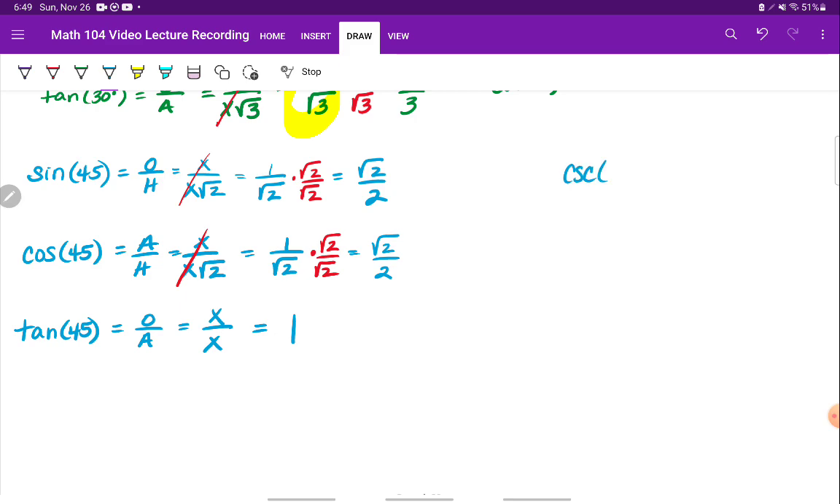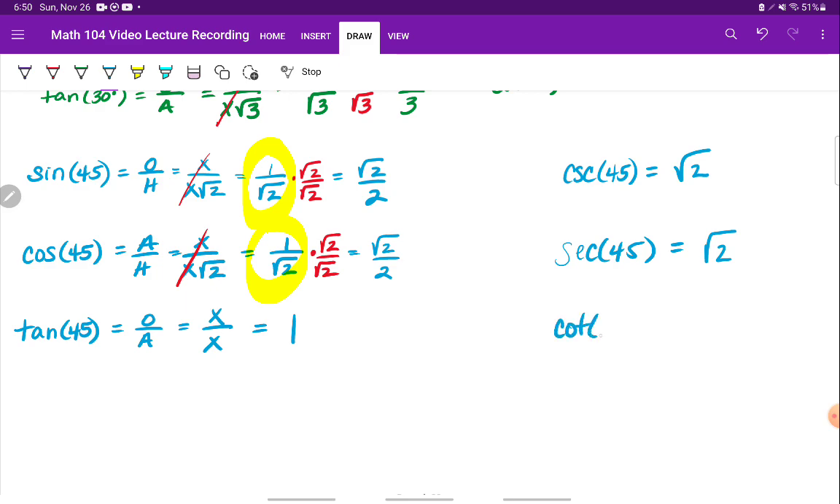So cosecant of 45 degrees is the reciprocal of sine, but as always, since I rationalized it, I want to do the reciprocal of the number we had before we rationalized. So I'll do the reciprocal of 1 over square root of 2 and get square root of 2. Same thing happening here for secant. Secant is going to be the reciprocal of cosine. And again, we're going to have a square root of 2.